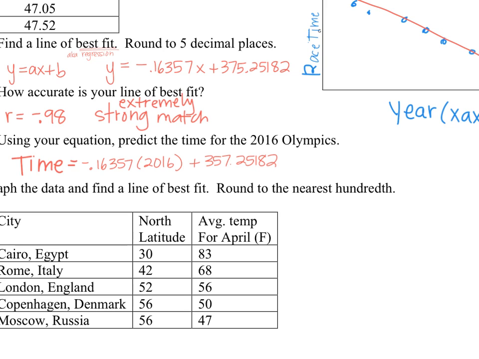So I'll switch away. I'm going to quit by doing second mode, which quits me away. And then I can type in negative 0.16357 times 2016 plus 375.25812. All right, we predict the time to be 45.501 seconds.